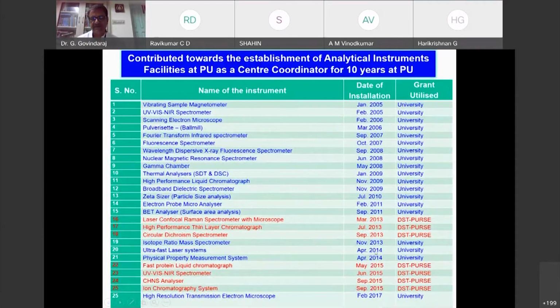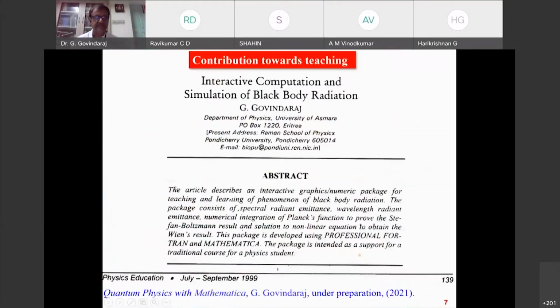I was there from 2005 up to 2018-19, and as a dean also I was able to develop many things in the center. So this is my contribution in terms of research. In the teaching part, I started developing interactive material in the year 1999. I was away for one year at this place, where there was not much research facility. Then I started publishing the work developed for teaching purposes. The interactive computation and simulation of black body radiation, I started using in Mathematica at that time itself. This was published in 1996 in Education in India.